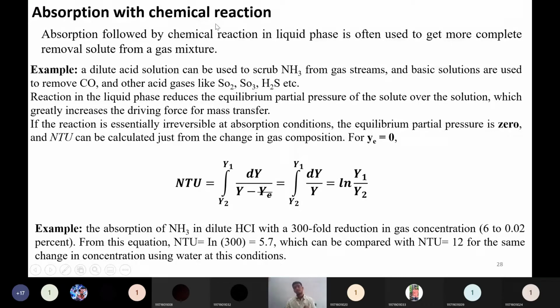The only disadvantage is that whenever it is an irreversible reaction, we cannot separate the solute from the solvent, so we cannot use the solvent again for the next cycles, and we also cannot utilize the solute as such for other purposes. So that's the disadvantage. Is that clear?